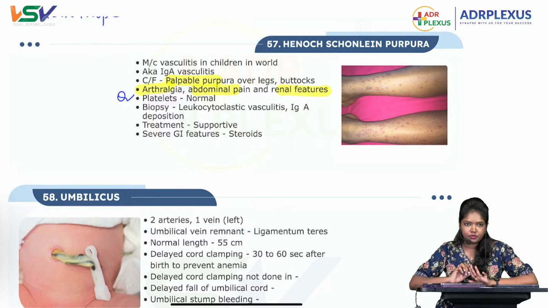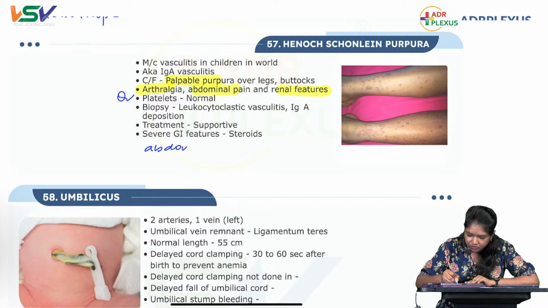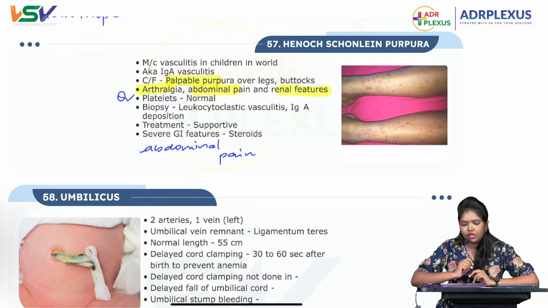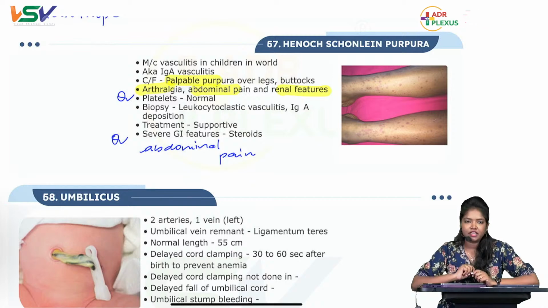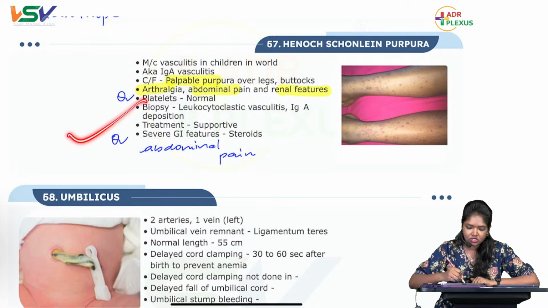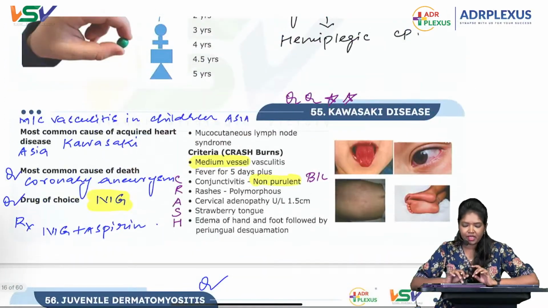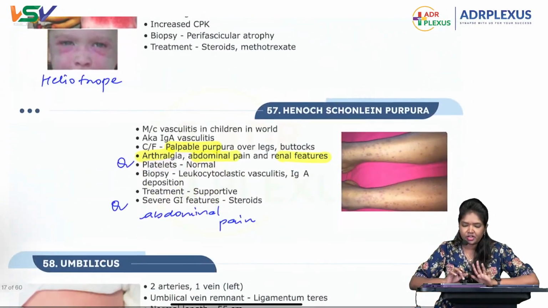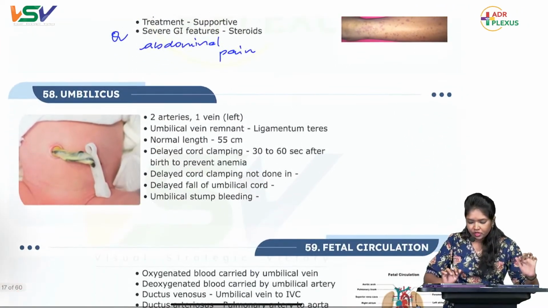Treatment is usually supportive. If they have severe GI features like severe abdominal pain, you will give steroids. It is a recent INICET question. What is the indication of steroids in HSP? When severe GI features are seen, steroids are indicated in HSP. Clear? So this is about the third vasculitis. In rheumatology, we have seen HSP, JDM, and Kawasaki. Very, very important, all these three. Let's continue with the other topics.